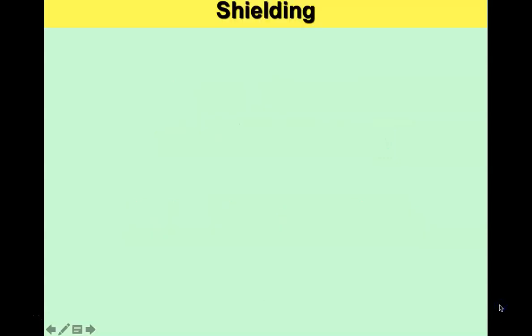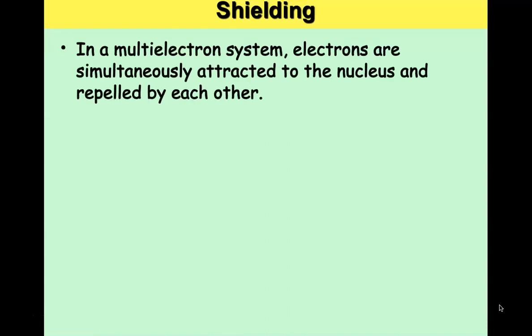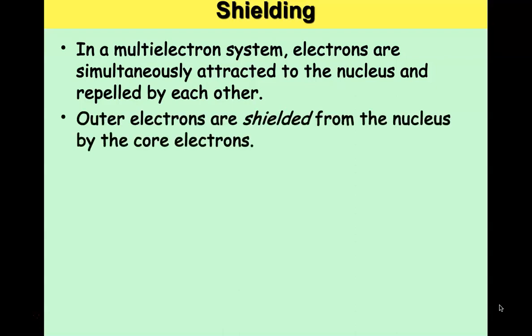So, first thing, getting into shielding in a multi-electron system. Obviously this will not work for hydrogen. We know that electrons are attracted to the nucleus and repelled by each other. That's just a normal thing in all atoms because they all have protons and they all have electrons. Again, this only works for multi-electron systems, so hydrogen fails spectacularly in that sense.